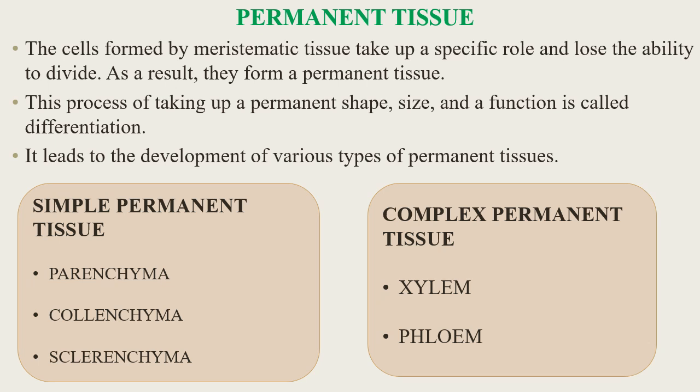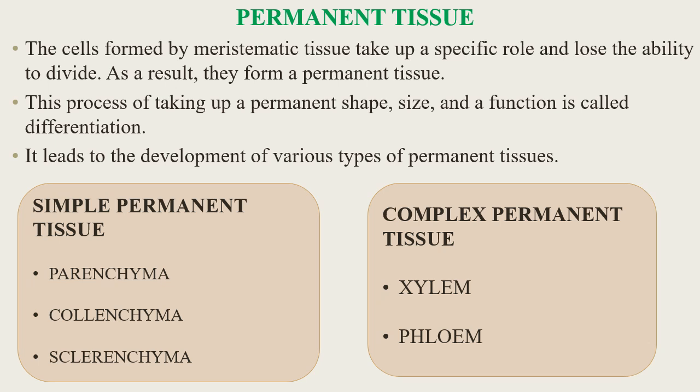So the definition of permanent tissue is a group of mature cells that have lost the ability to divide and perform specific functions in the plant. There are two types of permanent tissue: simple permanent tissue and complex permanent tissue. So what is the main difference between them? Simple permanent tissue is made up of only one type of cell and its main job is to provide support, storage and flexibility. Whereas complex permanent tissue is made up of more than one type of cell and helps in the transport of food and water.